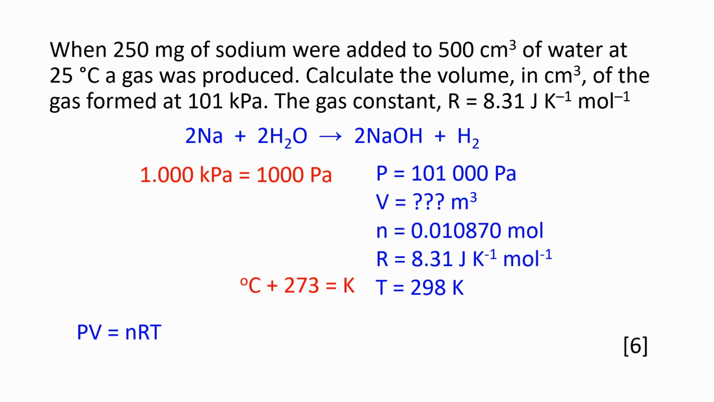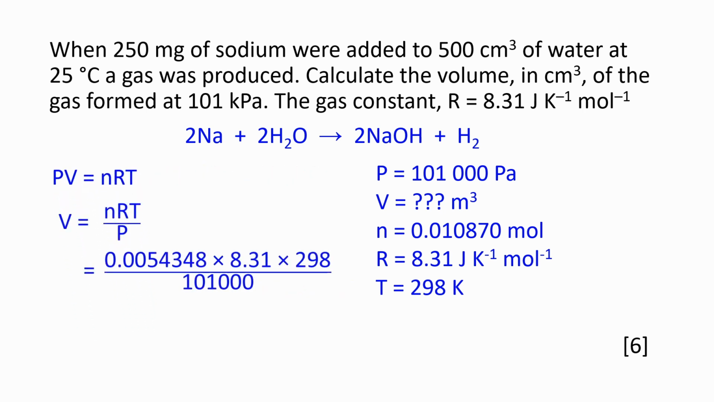The pressure is 101,000 pascals. We need to work out volume. We calculated the amount of hydrogen gas produced earlier, 0.0054348 moles. The gas constant is given in the question, 8.31 joules per Kelvin per mole. To convert temperature from degrees Celsius to Kelvin, add 273. The temperature is 298 Kelvin.